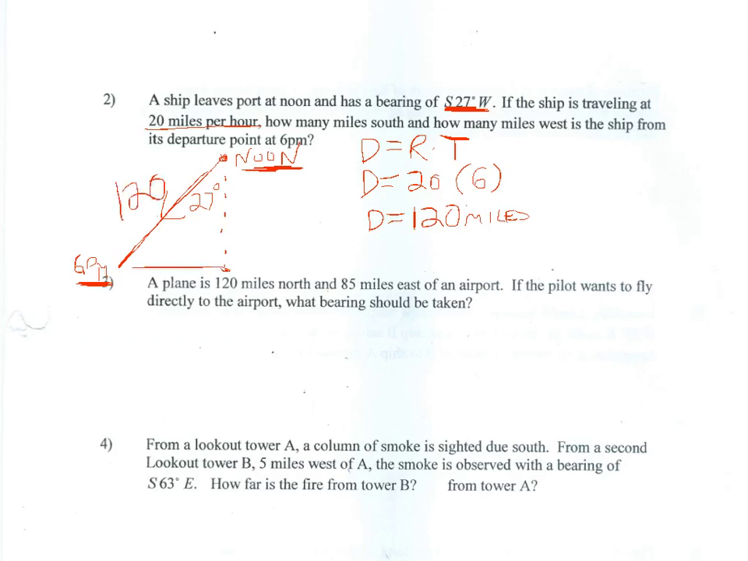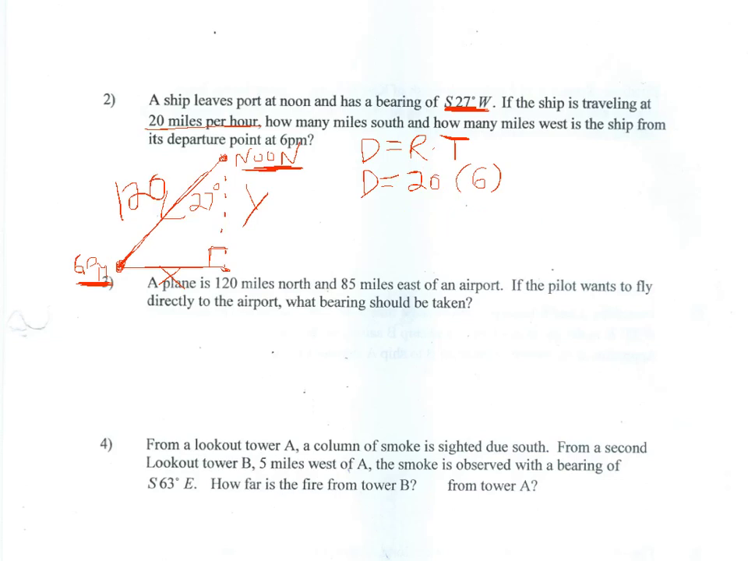Then I'll just finish the right triangle. Here's the right angle. It says how many miles south and how many miles west is the ship from its departure point? So we want to find when it's here, how many miles south? I'm going to say this is Y. And how many miles west is the ship? Obviously where we end, we're west of where we started. So we'll say this is X. I want to solve for X and I want to solve for Y.